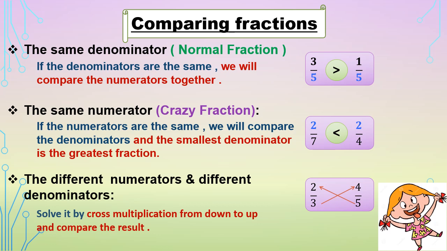We must make cross multiplication from down to up. So 5 times 2, cross multiplication, it means times. 5 times 2 equals 10. And in the other side, 3 times 4 is 12. Which is bigger, 10 or 12? Yes, 12 is bigger. So 4 over 5 is bigger than 2 over 3.